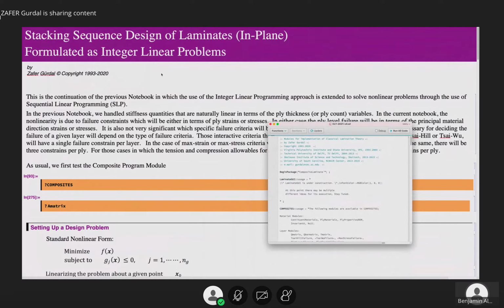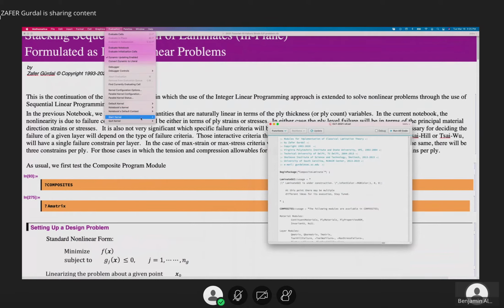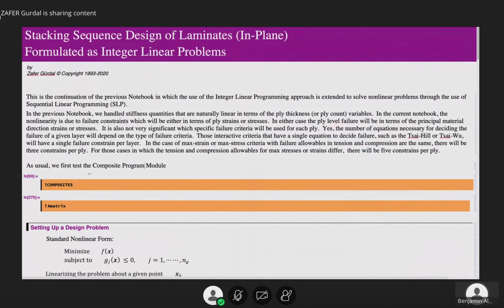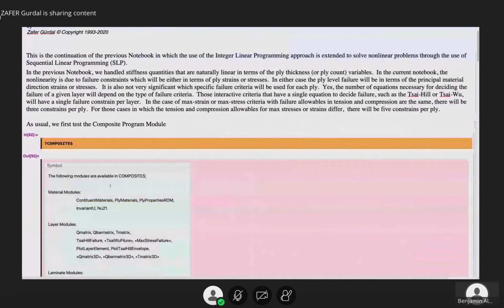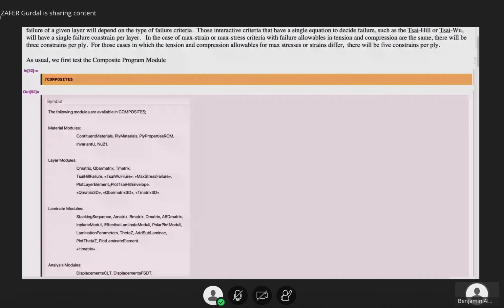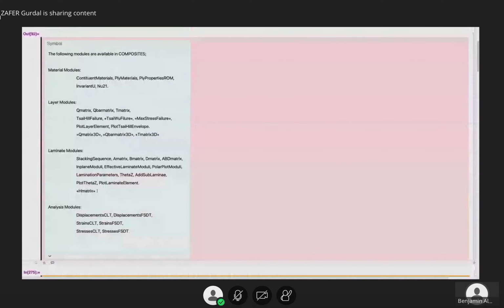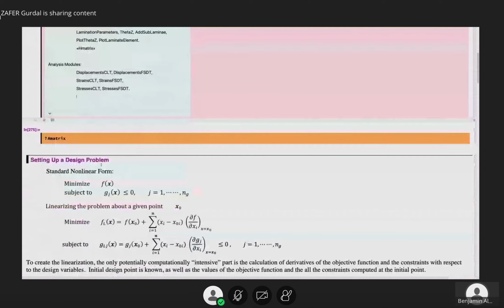And let me quit local kernel and run all the code for composites. All right, to make sure that it is loaded, I run it and it gives me the actual thing.